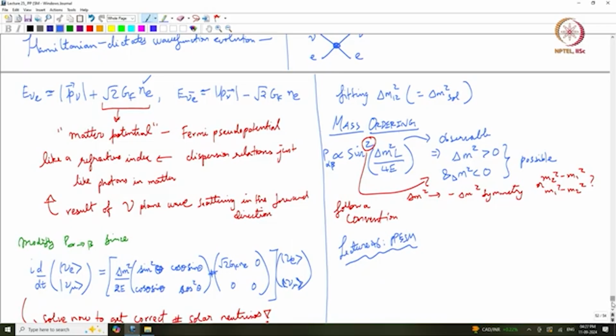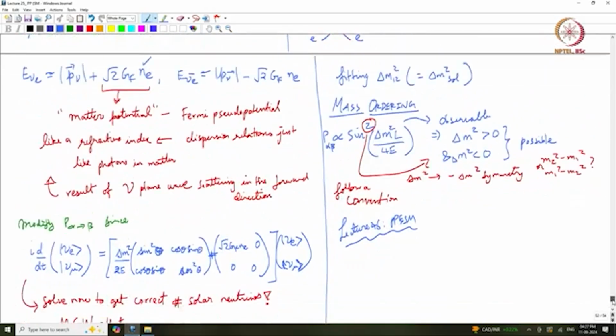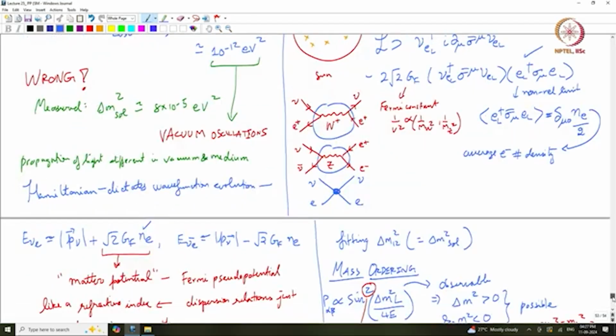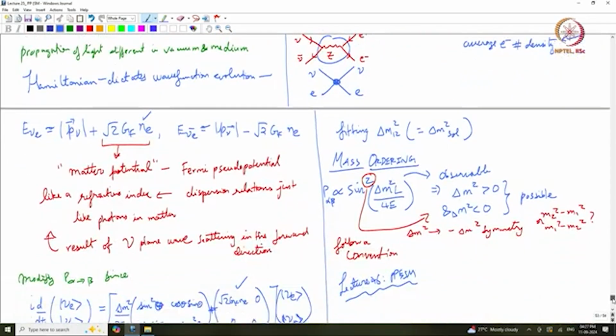So, we ended by saying that this should of course modify the probability for flavor conversion, because the modification term that you need to put in acts only on the electron neutrino eigenstate. That would indeed solve the solar neutrino problem and also give you the correct value of the delta m square that you get from solar neutrino baselines.